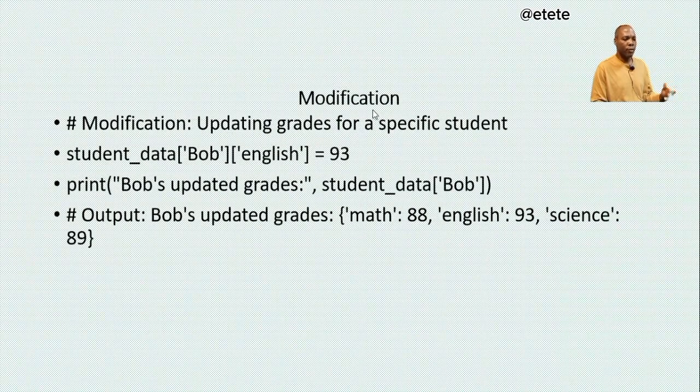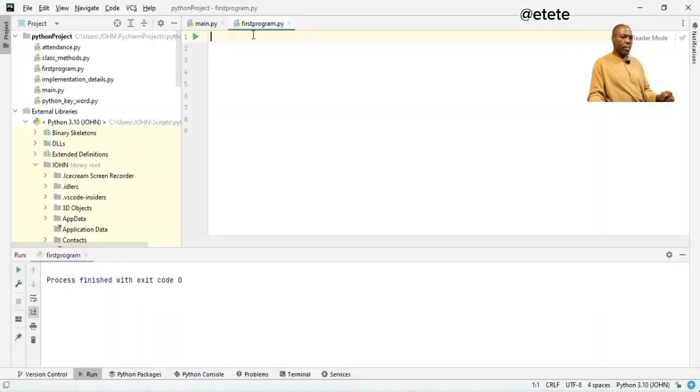And then modification. If I want to change the value of English, like student_data, Bob, English, I want to change the value. It's very easy for me to do that if I'm going to use a dictionary. So based on the structure that I've created, it will be very easy for me to update the value of each subject for each student. So let's practically see how this works using our PyCharm.